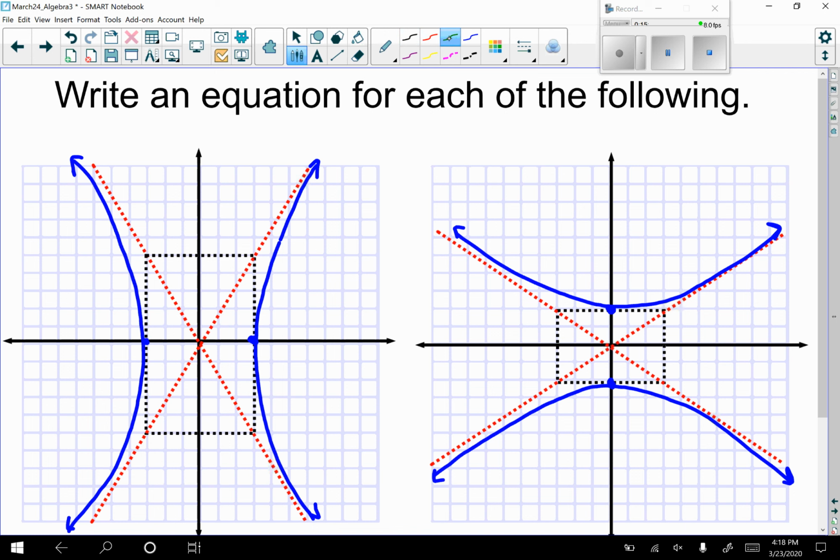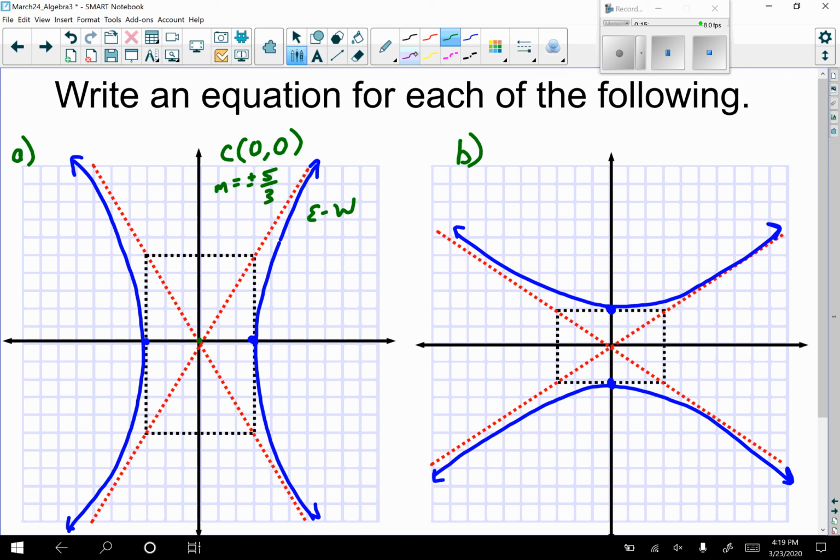All right, so our center for this first one, I'll call this just A and B. So looking at A, again, our center's at 0, 0. If you notice, if I start here at the center and count up, we're going up 5 and over 3. So the slopes of our asymptotes are plus or minus 5 over 3. This is an east-west facing hyperbola.